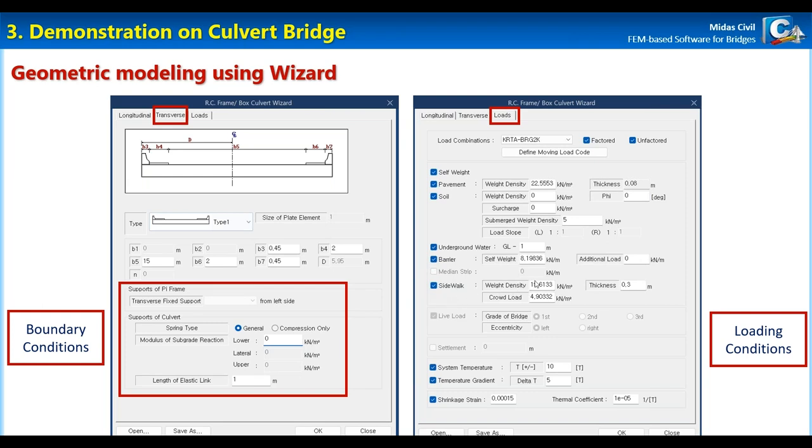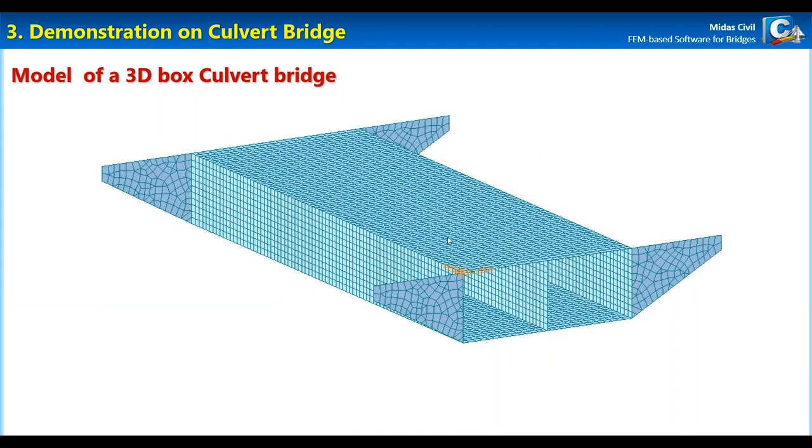For the sidewalk also, you have to specify the weight density, the ground load, and the thickness of that sidewalk. You can also specify the temperature if you are going to apply the temperature load. You can also select the temperature gradient. And this one is for the shrinkage strain, when you need to apply the shrinkage load on the culvert. This is just the thermal coefficient of concrete. If you use concrete, then you can put in this thermal coefficient. So this is the type of 3D box culvert we are going to analyze.